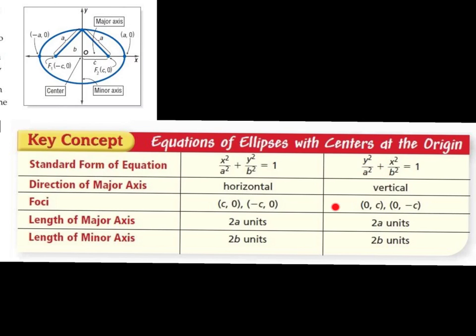So our foci change. They're on the major axis, so it's vertical now, so they're at (0, c) and (0, negative c). The length of the major axis is still 2a, and the minor axis is still 2b.